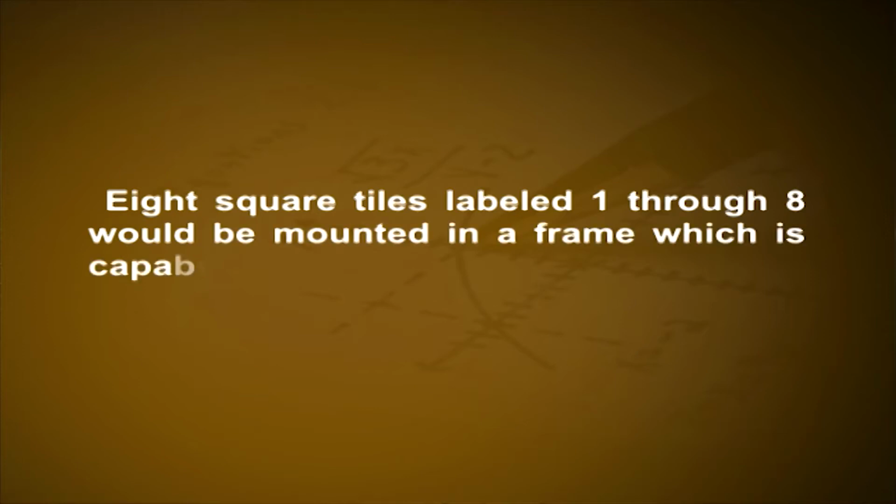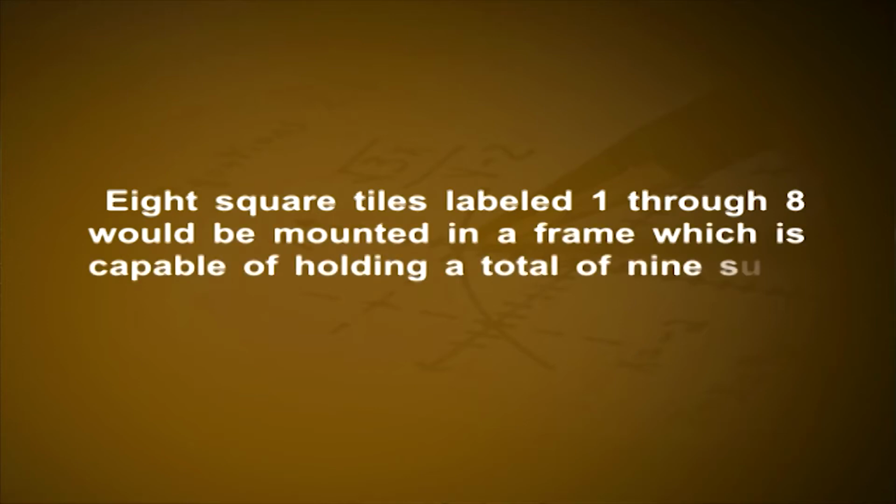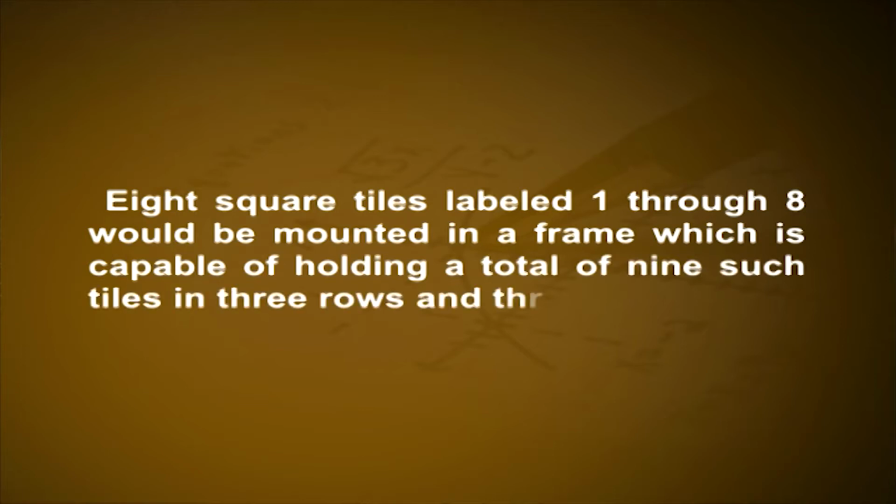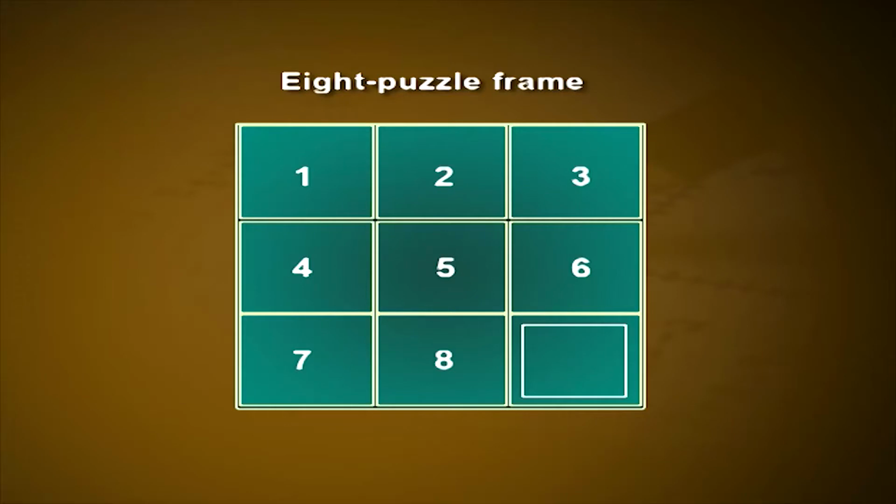8 square tiles labeled 1 through 8 would be mounted in a frame which is capable of holding a total of 9 such tiles in 3 rows and 3 columns. Among the tiles in the frame is a vacancy into which any of the adjacent tiles can be pushed, allowing the tiles in the frame to be scrambled. The problem here is to move the tiles in a scrambled puzzle back to their initial positions.